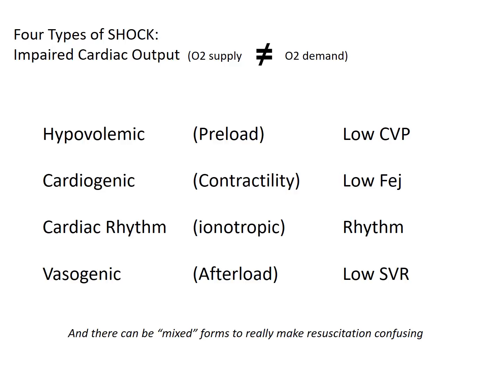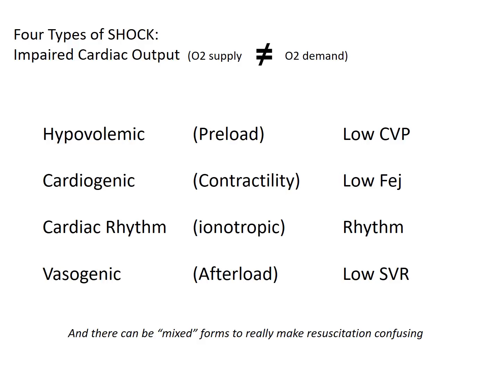We have essentially 4 types of shock: hypovolemic shock, where we don't have enough filling pressure, what we call the preload. Not enough filling pressure means not enough volume in the tank. In those instances, we can measure a CVP, and we would find our central venous pressure would be low. Cardiogenic shock would be impairment of cardiac contractility. We would have low ejection fractions. We talked about that last week.